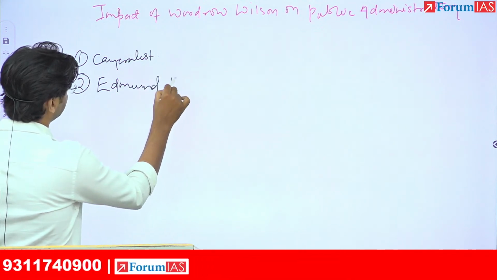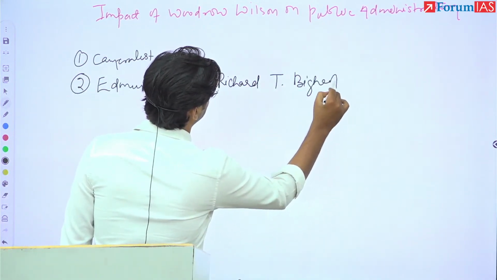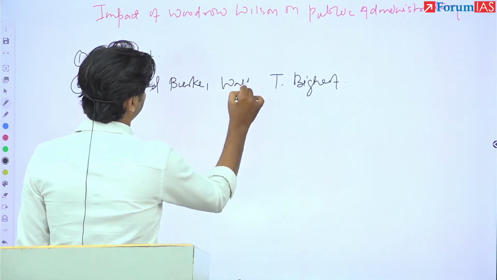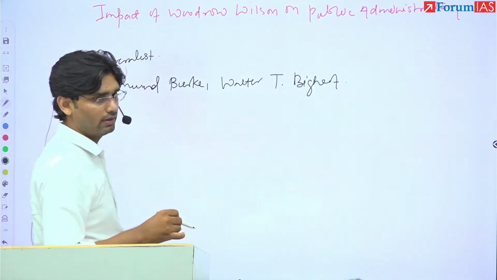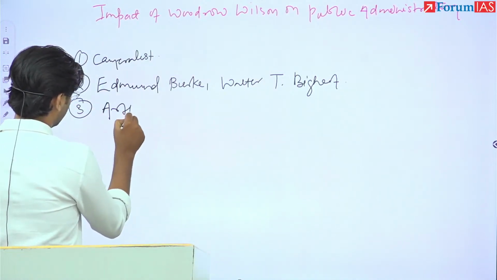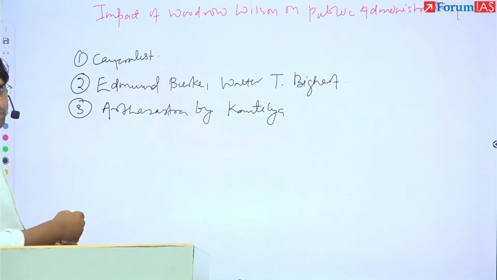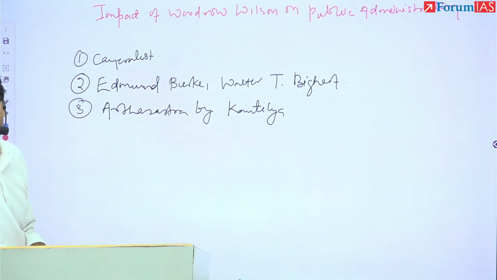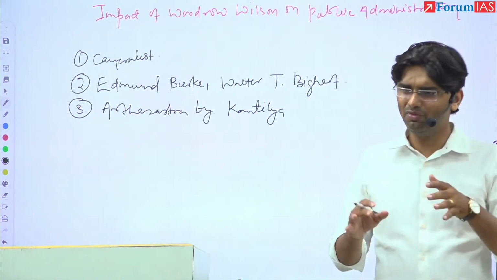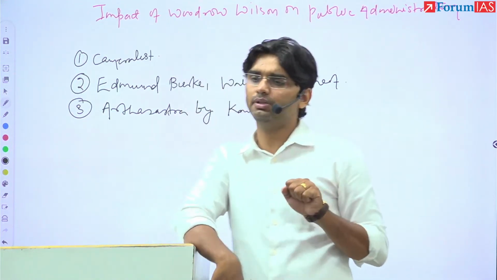Edmund... his name is Walter. He was a generalist. Then you may have heard about this Arthashastra by Kautilya. It was published during Mauryan times. He was not influenced by him. I am saying before Woodrow Wilson, some of the scholars who tried to study public administration, who tried to study administration, if not public administration.